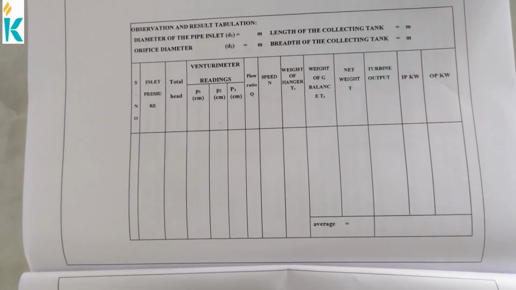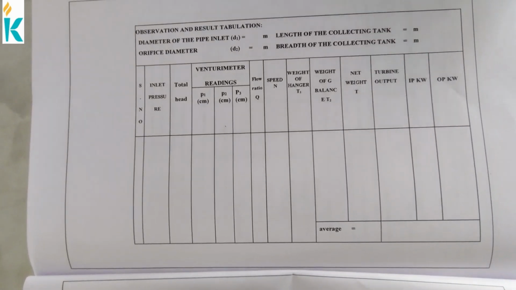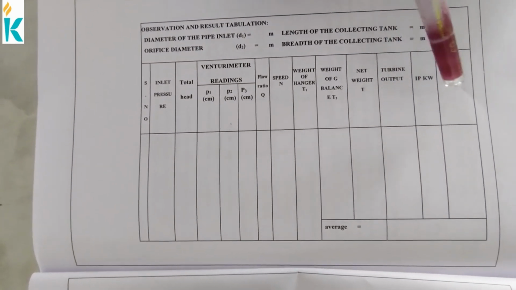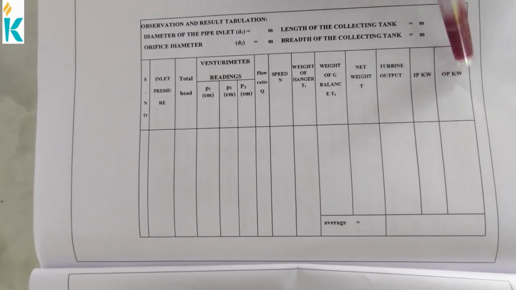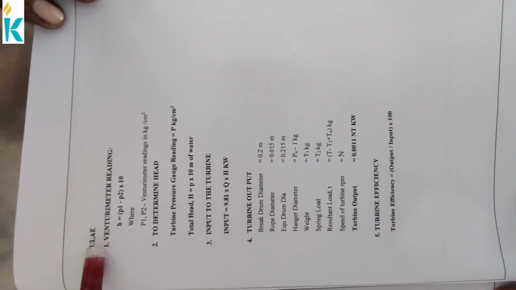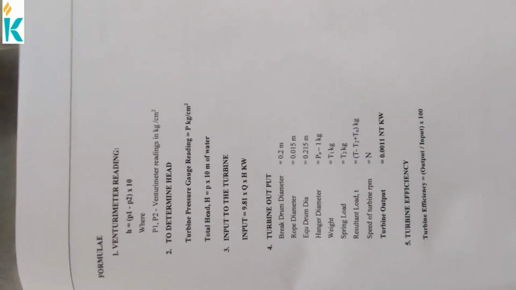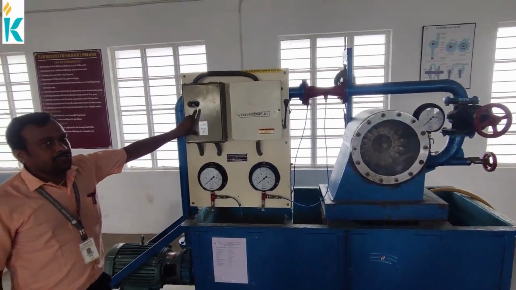This is the output of the turbine. Then the input: how much input is given to the turbine. Output divided by input gives the efficiency of the Pelton wheel. This is the average value. From the tabular column, use the corresponding parameters and apply the given formula to get the efficiency of the Pelton turbine.